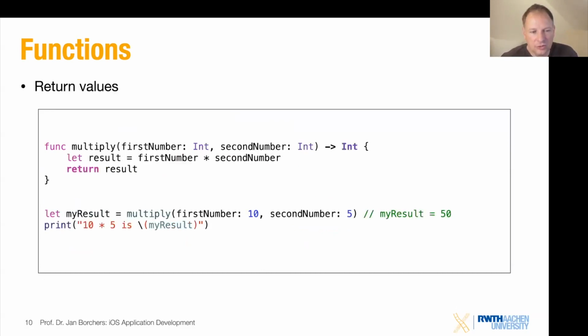Return values also are not super exciting. We already said that you specify them in your function declaration by using this right arrow and then the type of your return value. And then you just use the return statement that you know from C and Java. And you can see here, you would then call this, and you can use this as a right-hand value that you can assign to a variable, for example. Nothing exciting.